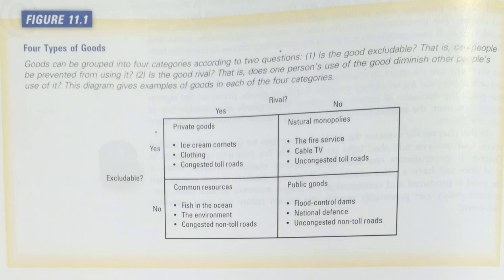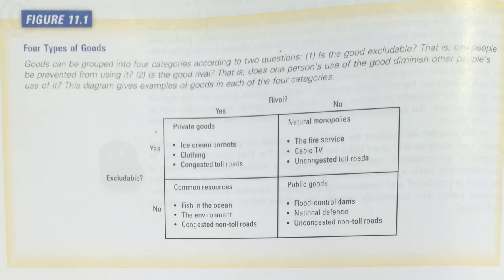And the last thing I want to mention, the 4 types of goods. So goods can be grouped in 4 categories according to 2 questions. Is the good excludable? That is, can people be prevented from using it? And is the good rival? That is, does one person's use of the good diminish another person's use of it?